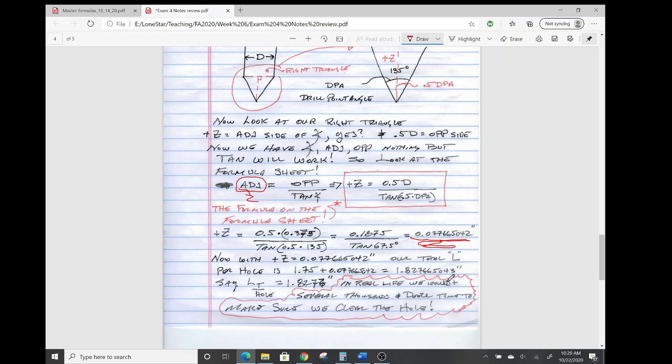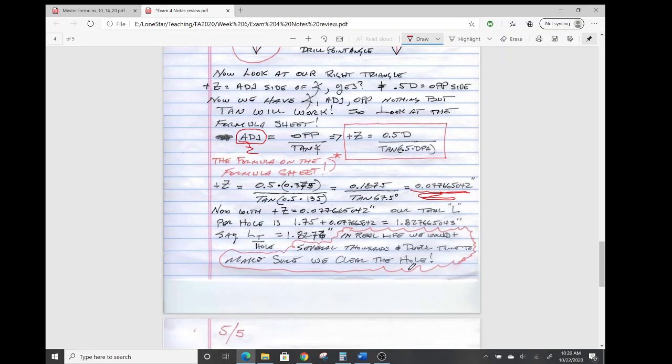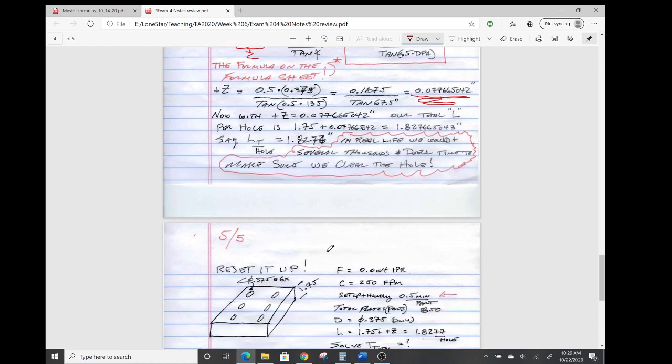Now, in real life, we would add several thousandths. Again, I'm going to tell you this. And we're going to add dwell time to make sure we have a clean hole and a true hole, so we don't have a little burr down at the bottom of the hole. Okay. All right. So let's reset it up.